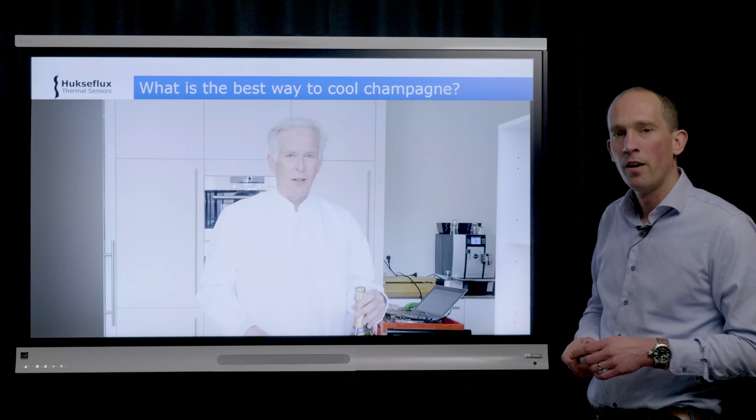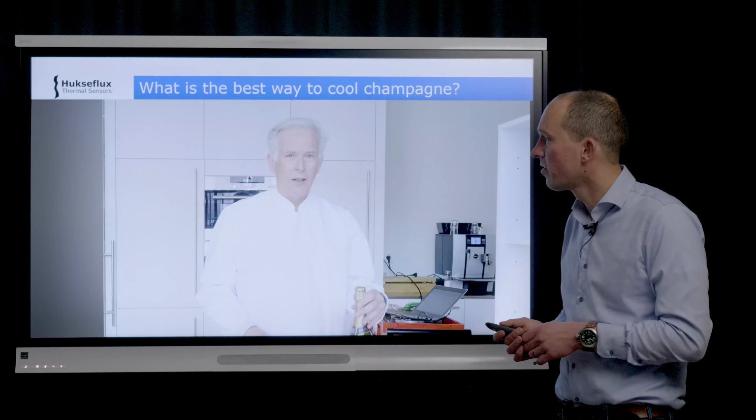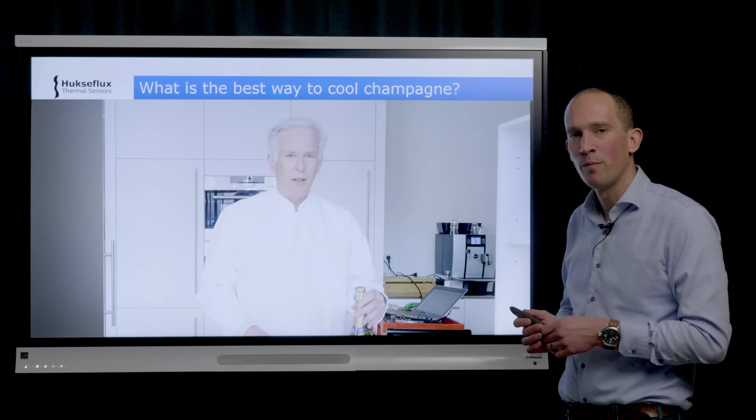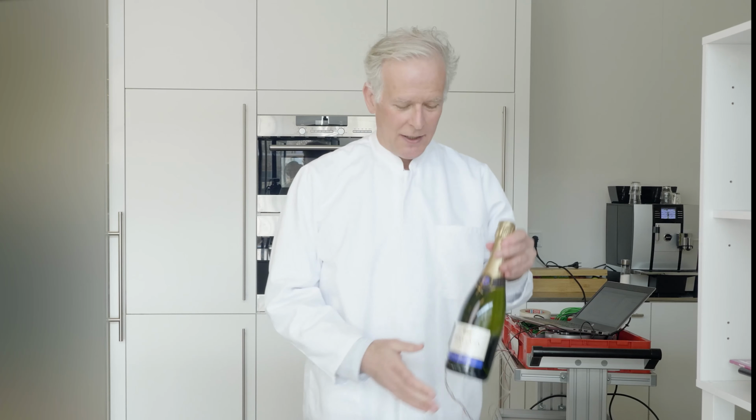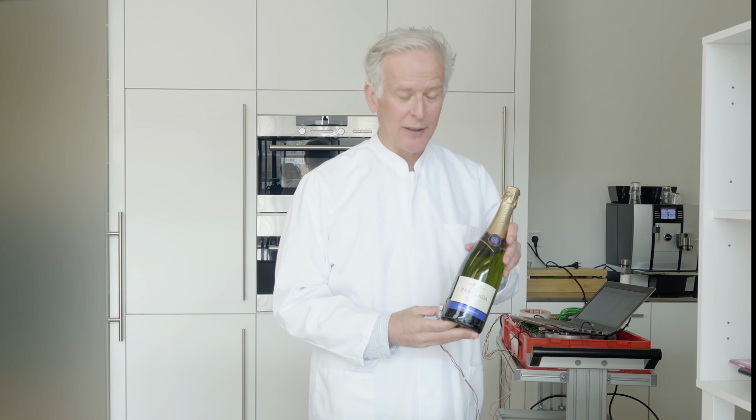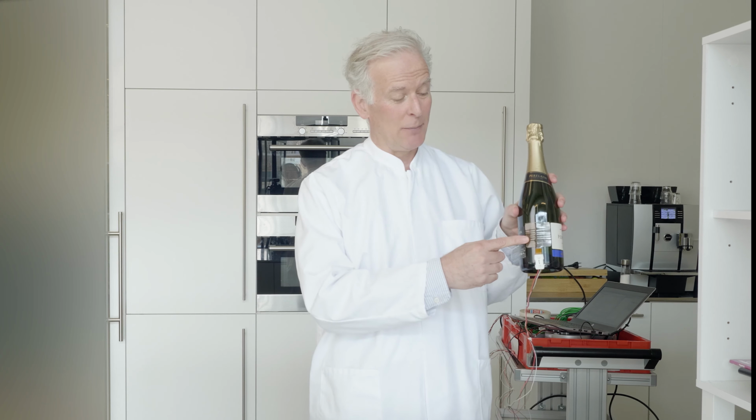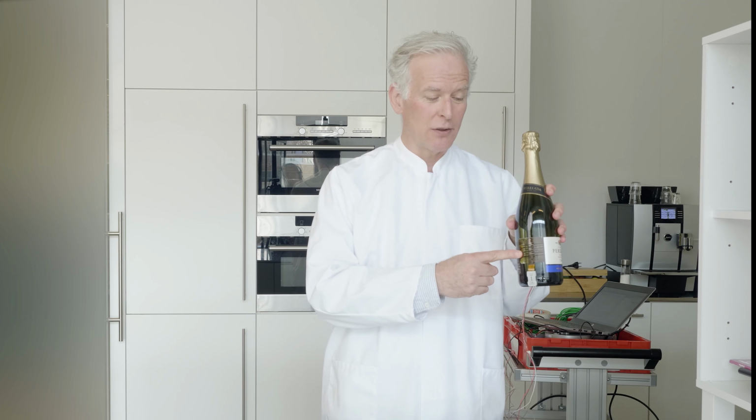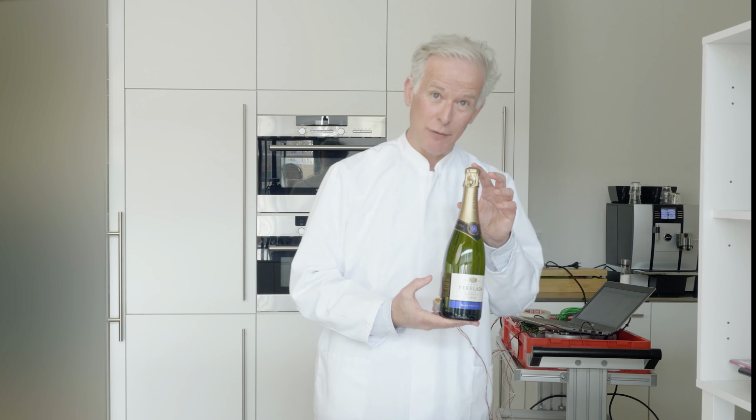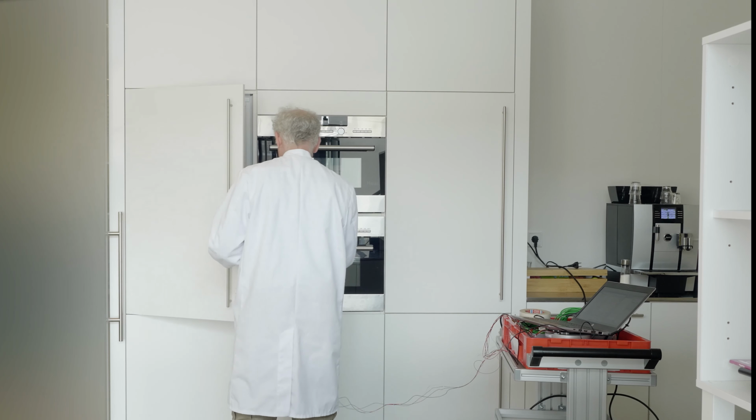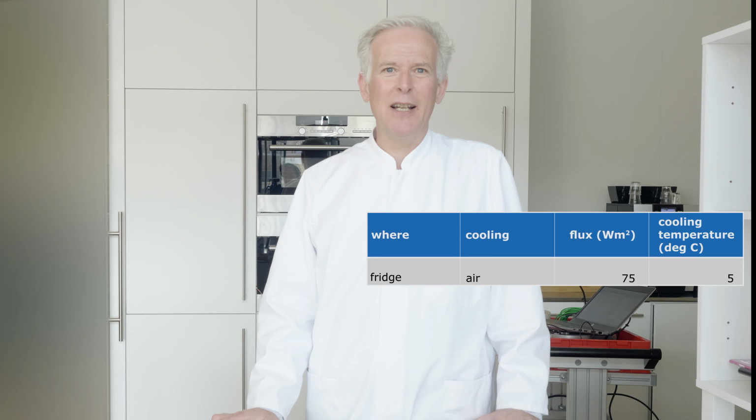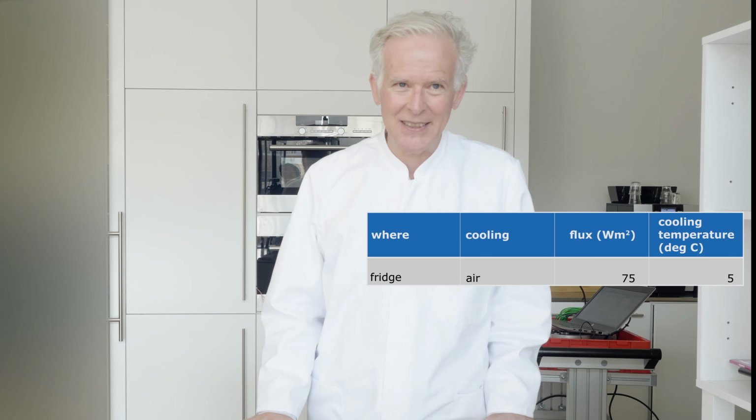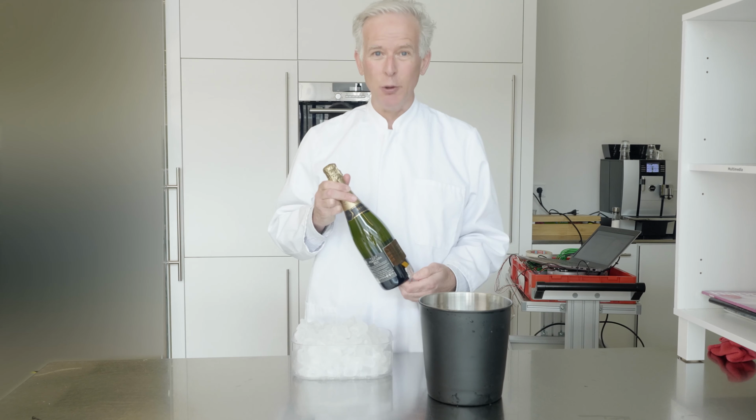So finally, for the most interesting question of these real-world examples, what is the best way to cool my champagne? For this question, I will let my colleague Kees do the talking. Okay, another example of measuring heat flux, the art of cooling champagne. This bottle is equipped with a flexible heat flux sensor. How do you cool champagne? Possibly by putting it in the fridge. In the fridge we measure a disappointing 75 watts per square meter cooling capacity. This is why they invented the champagne cooler.